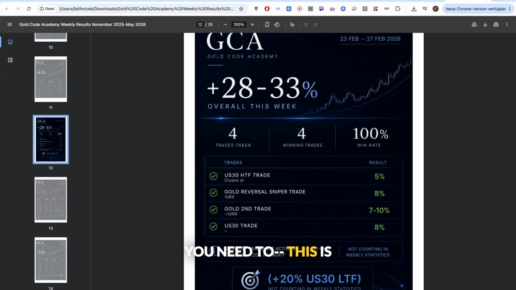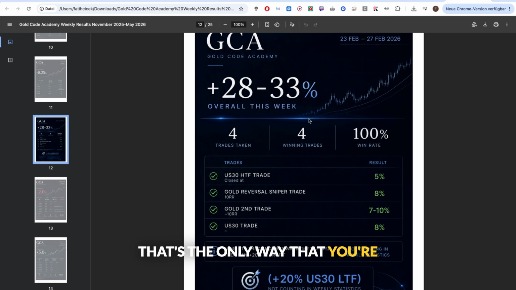You need to, this is basically journaling for us. This is how we journal, which is what we teach inside our Inner Circle mentorship. Every single individual trader has to journal his or her trades. That's the only way that you're going to be consistently profitable.